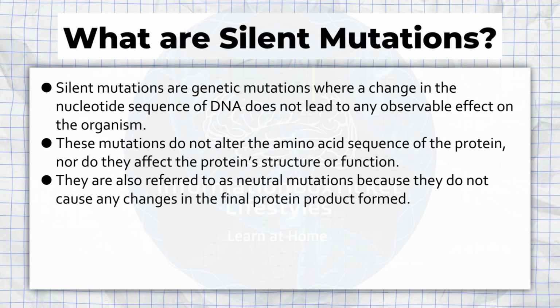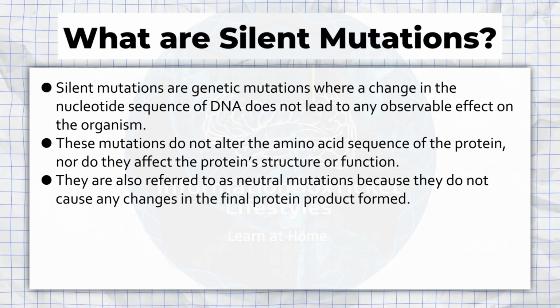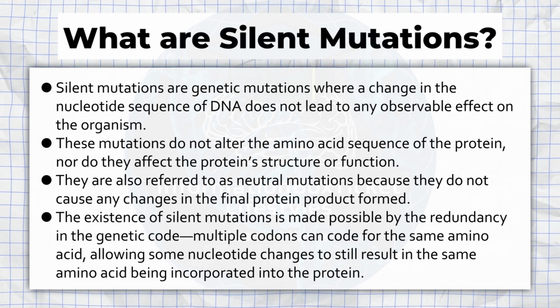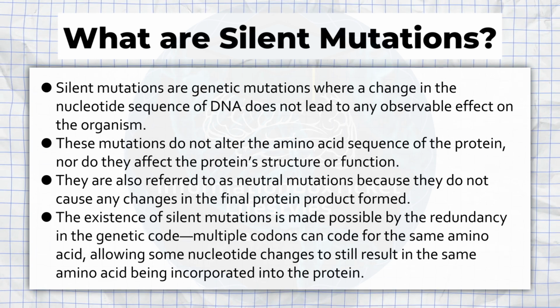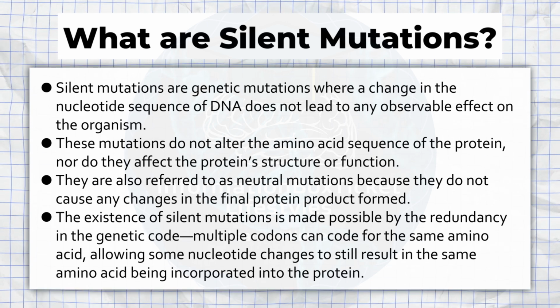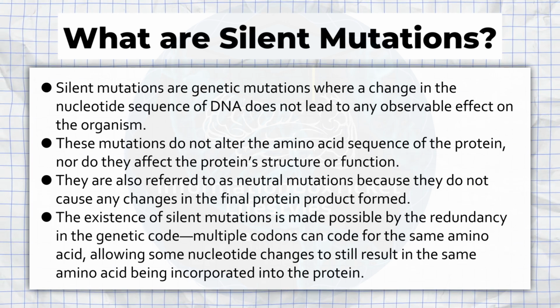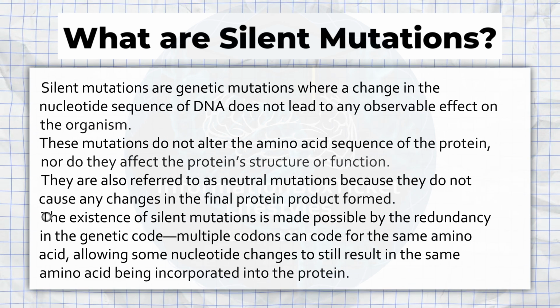They are also referred to as neutral mutations, because they do not cause any changes in the final protein product formed. The existence of silent mutations is made possible by the redundancy in the genetic code. Multiple codons can code for the same amino acid, allowing some nucleotide changes to still result in the same amino acid being incorporated into the protein.